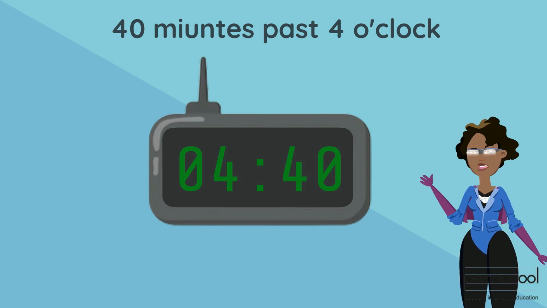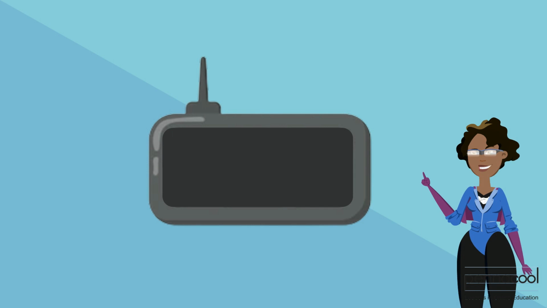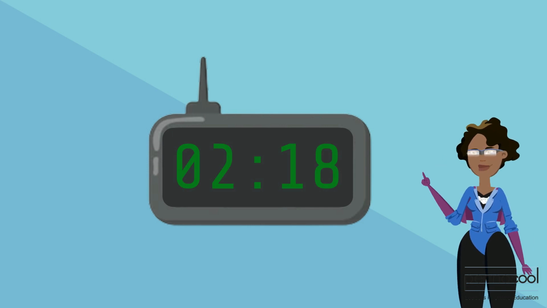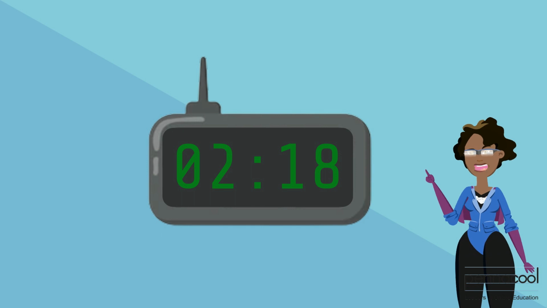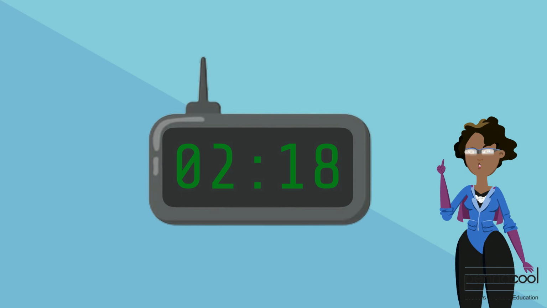Let's look at these following examples. Can you answer and tell me what times they are? We have 2:18. Did you say 18 minutes past 2? Because that's correct. So let's use that example to do 2 more.